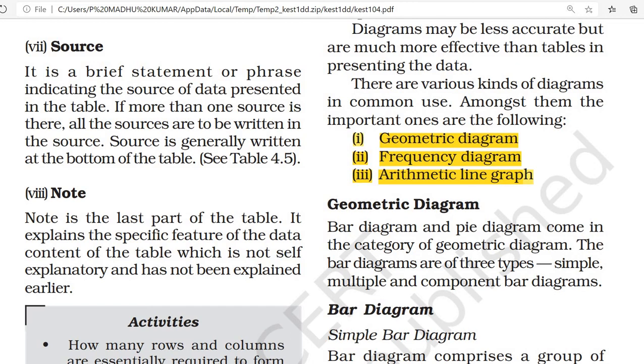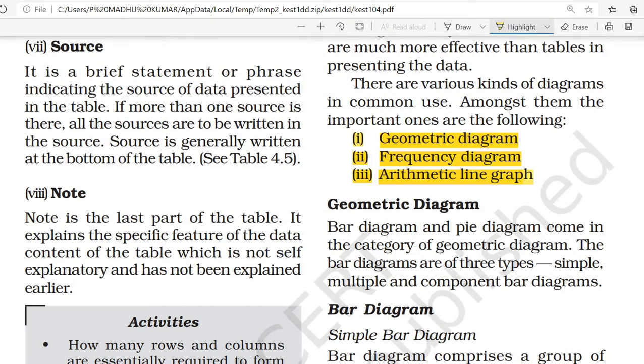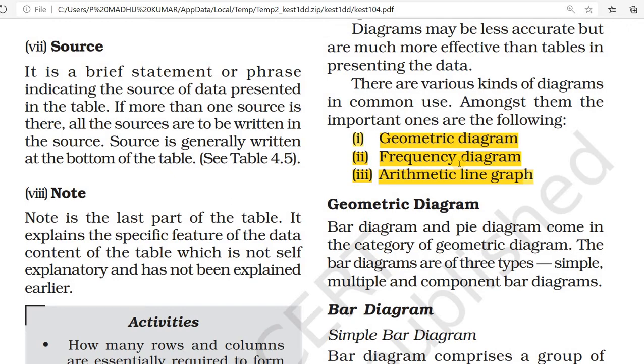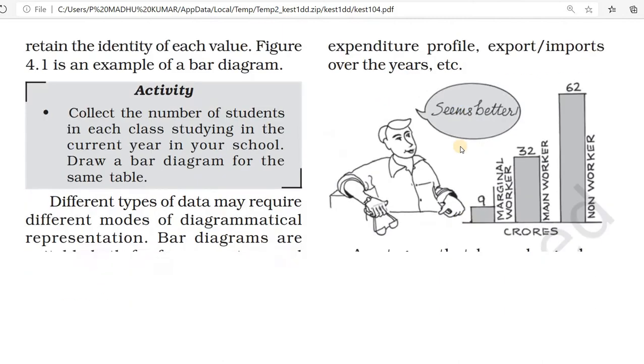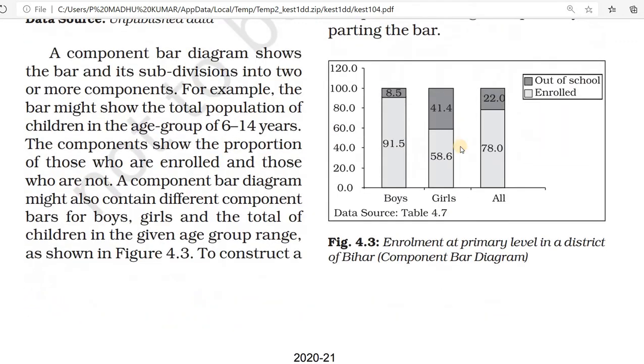Last class we studied geometric diagrams. There are various types of diagrams. We studied geometric diagrams: a simple bar diagram, then multiple bar diagram, then pie chart. These things we studied. Today we can study about histogram. What is a histogram?